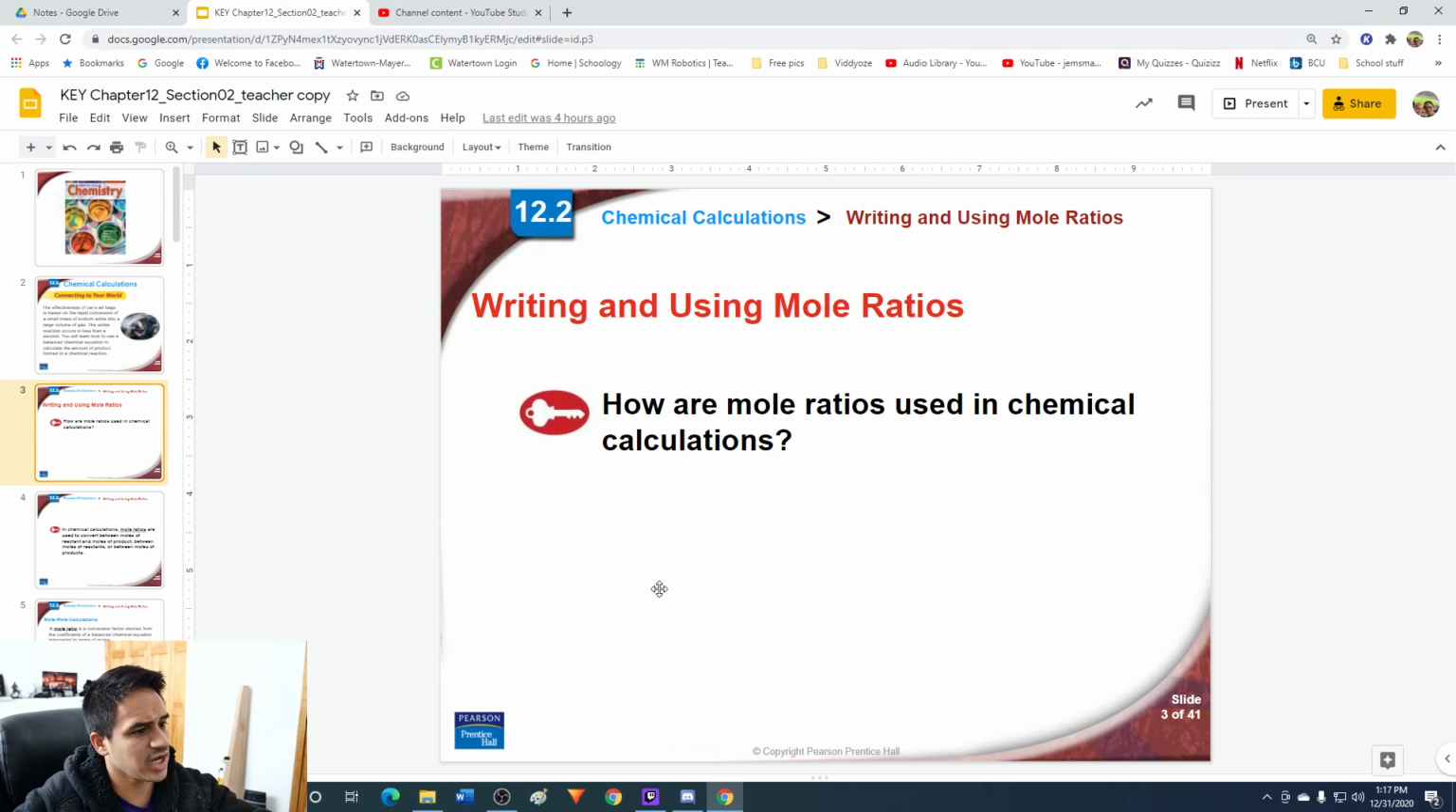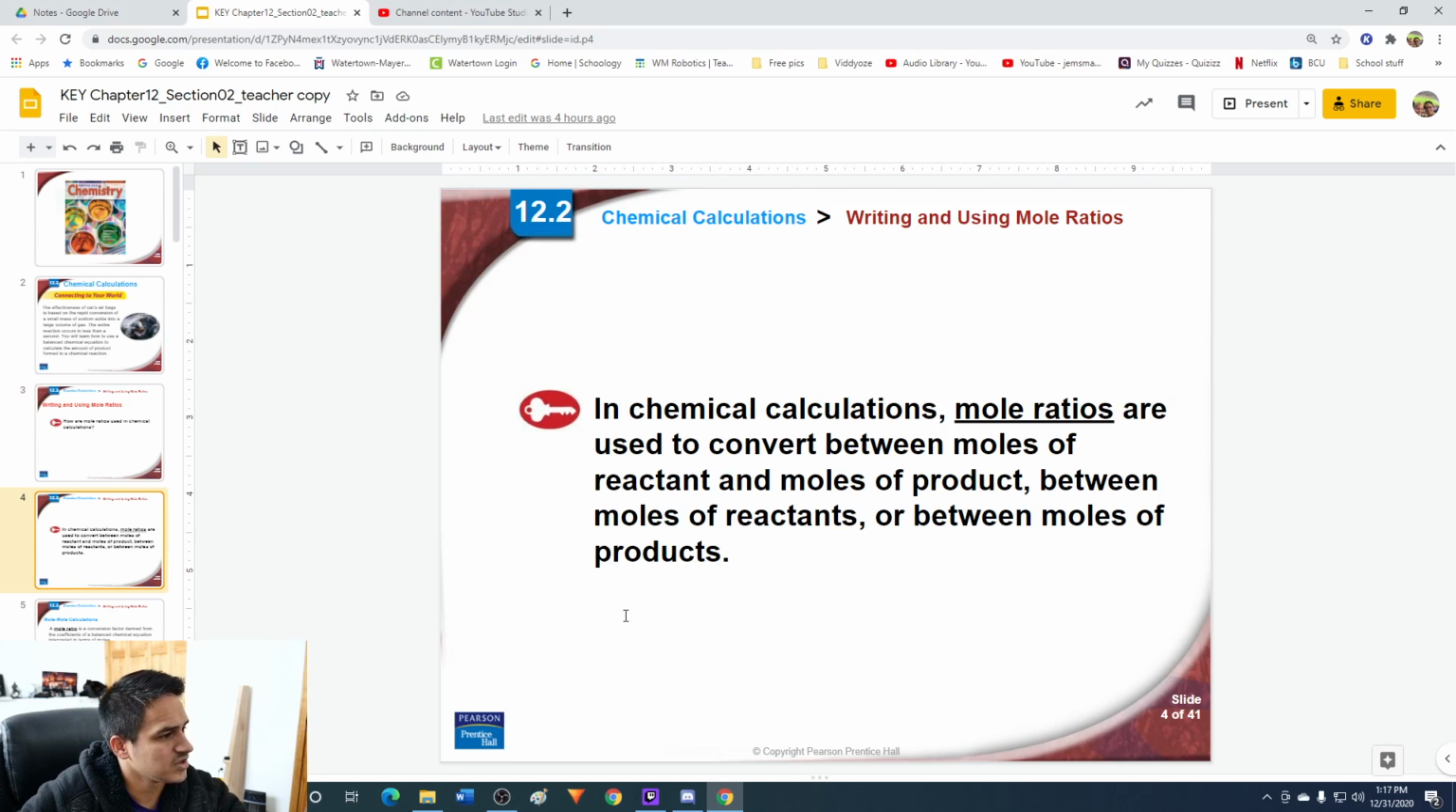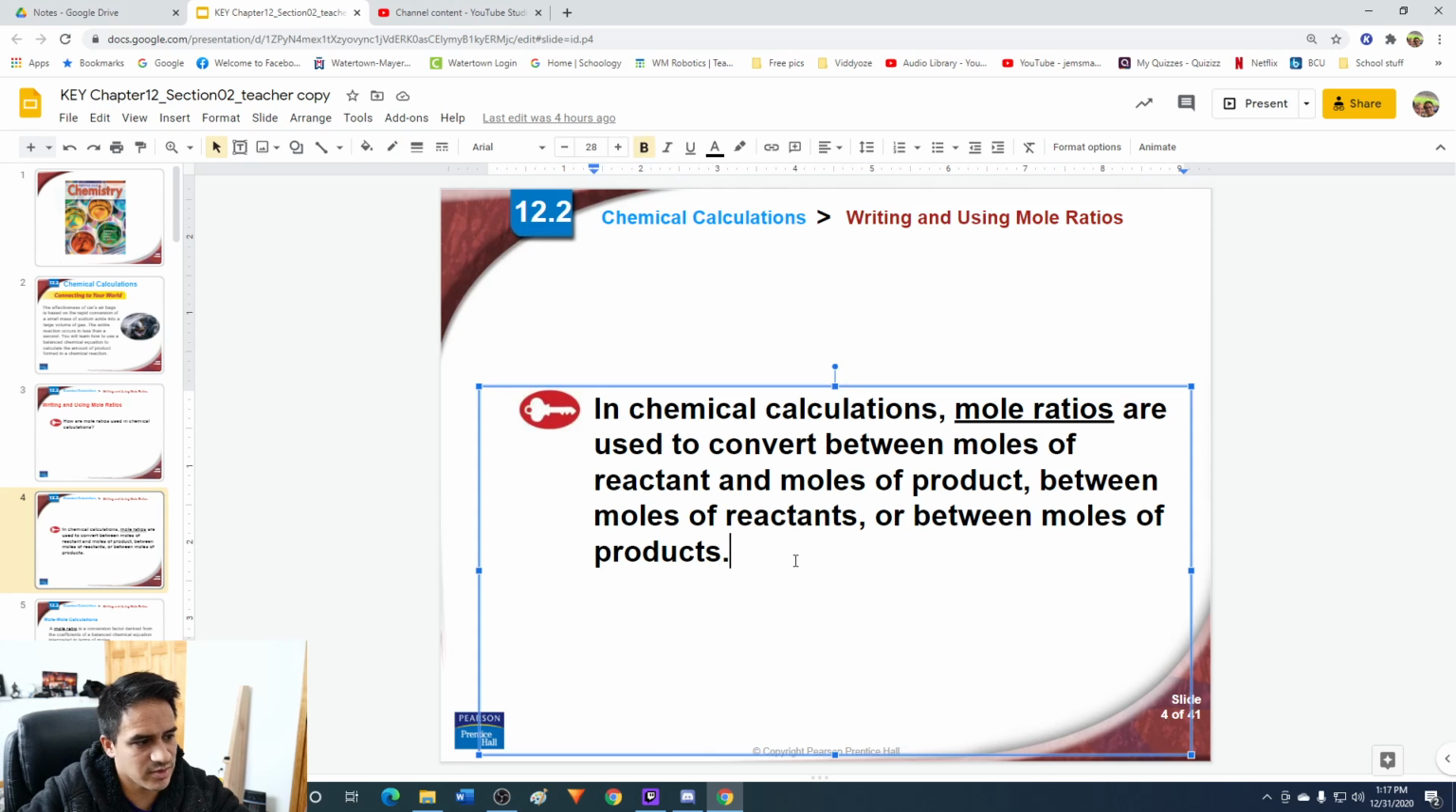We're going to be learning how we use chemical equations to calculate amounts of material in moles, as well as in grams or liters or molecules, or all the different units we've learned so far. First, in chemical calculations, mole ratios are used to convert between moles of reactant and moles of product, or between moles of reactants, or between moles of products.